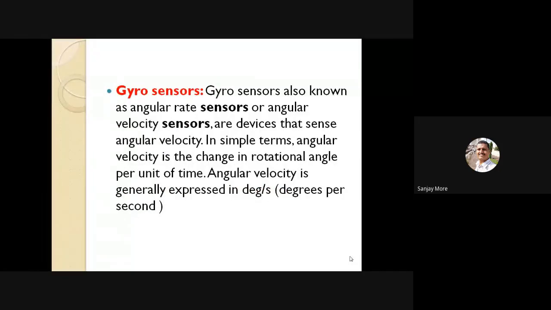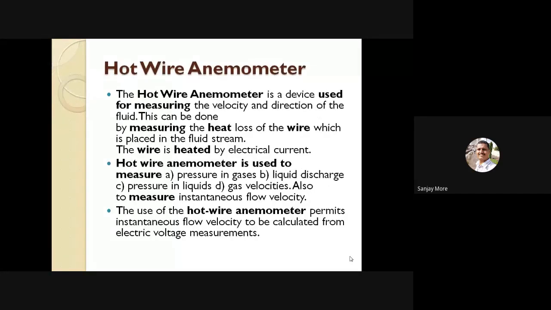Then gyrosensors. Gyrosensors are also used to measure the angular velocity. It simply measures the change in the rotational angle per unit time. Angular velocity is generally expressed in degrees per second.